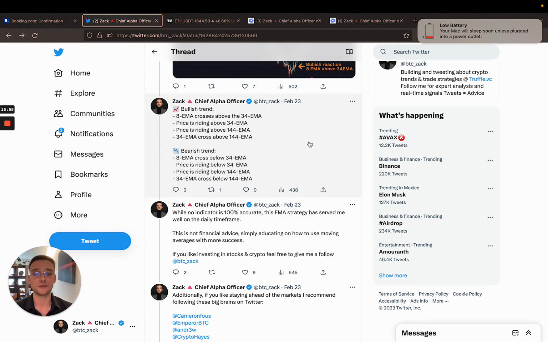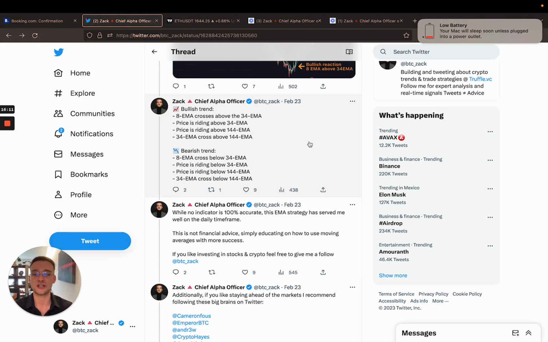Now, a quick disclaimer here. While no indicator is 100% accurate, this EMA strategy has served me extremely well. I usually use it on the daily time frame, sometimes on the 4-hour even. And this is not financial advice.